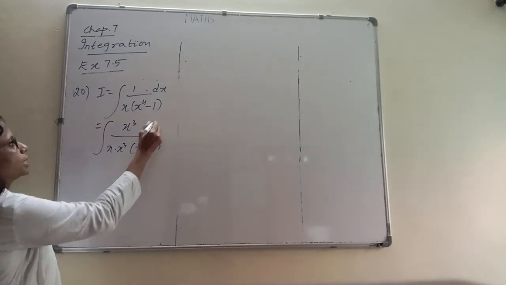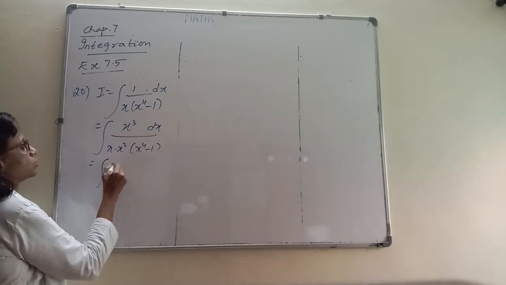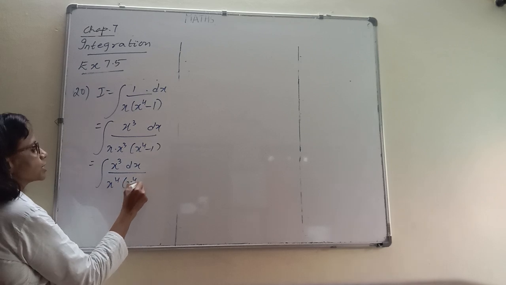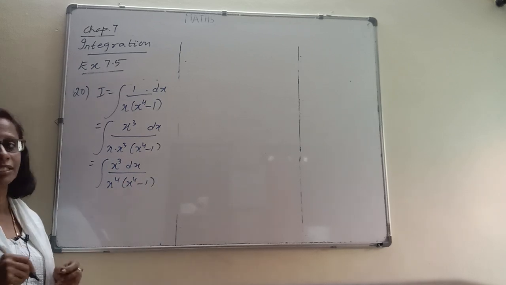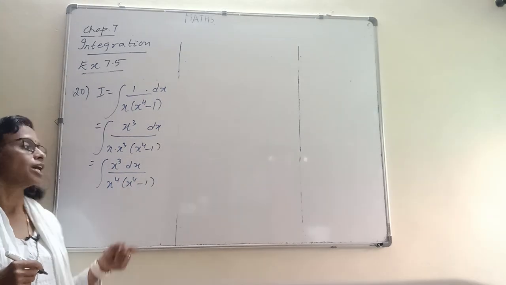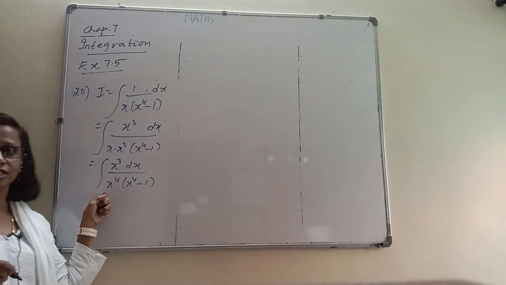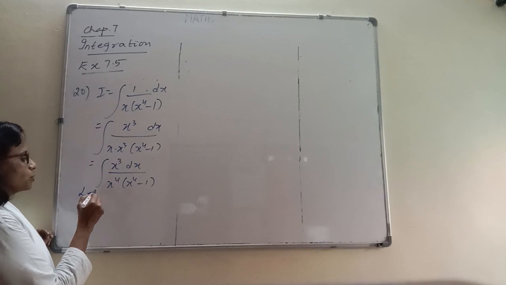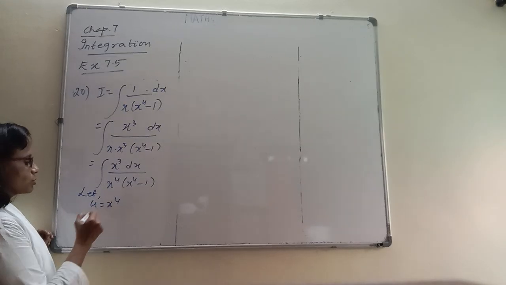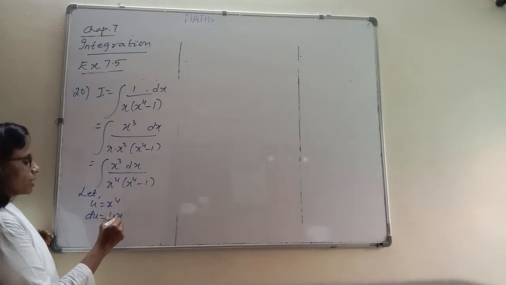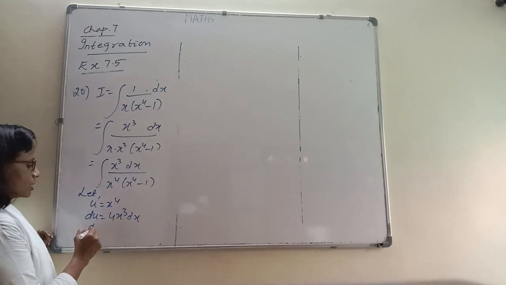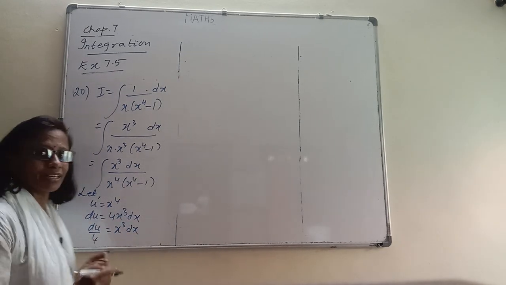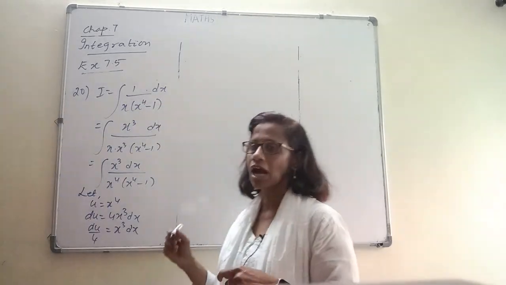So here it's going to be x cube dx over x raised to 4 times x raised to 4 minus 1. Now, why we did this is because we are aiming for a substitution. We will try to substitute for x raised to 4 so that the whole thing becomes really simple. So let's call u as x raised to 4. Then du becomes 4x cube dx, or rather du over 4 becomes x cube dx. That will change our integral, so let's change the integral and see how it looks.